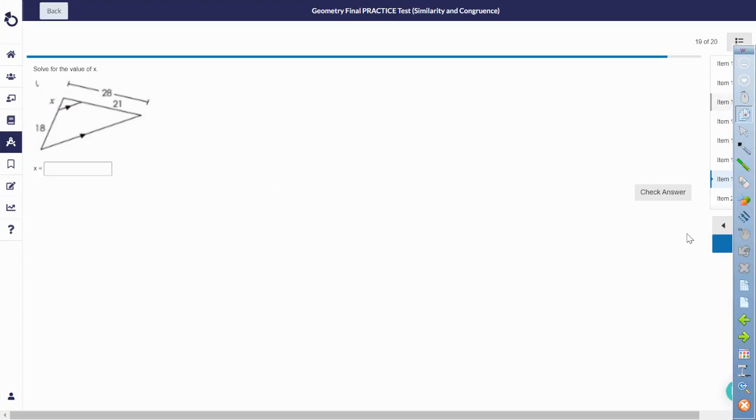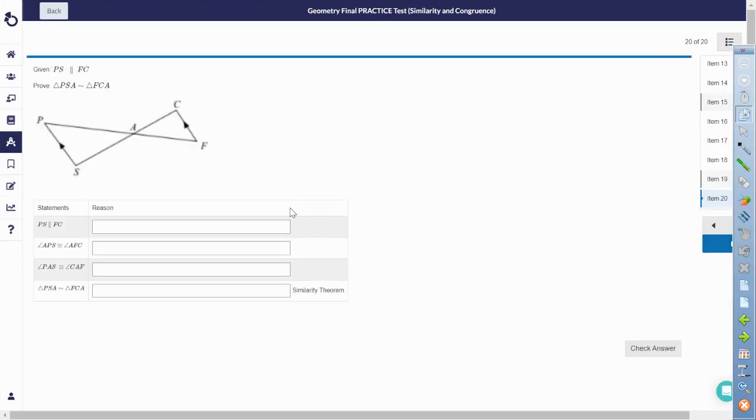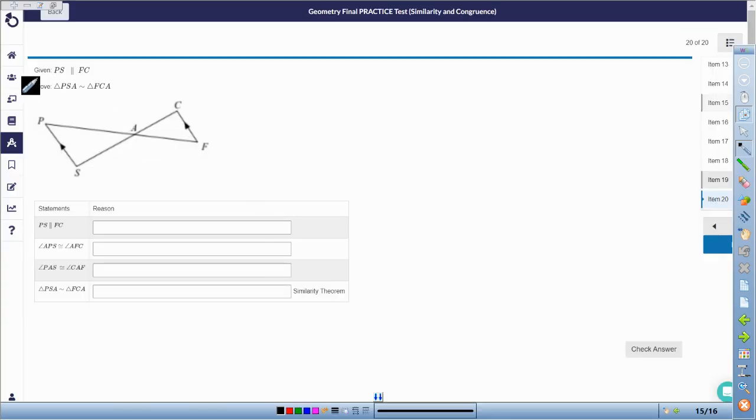Okay, last one, take a look at number 20. This one ends with a triangle similarity proof. These are a lot like our triangle congruency proofs. When we go to start these, just like before, the very first thing we'll always look for is that first given piece of information. PS is parallel to FC. They're already showing that on our triangles. If they hadn't, we would put the little arrows ourselves. Down on our proof, there's our first statement. What's the reason? It's been given to us.